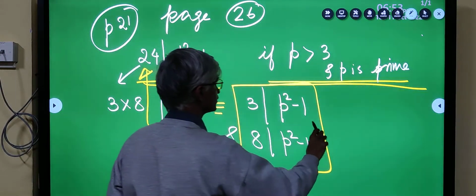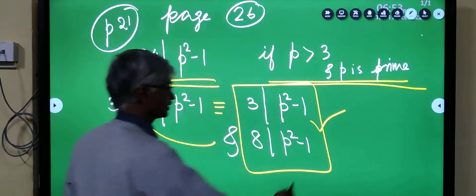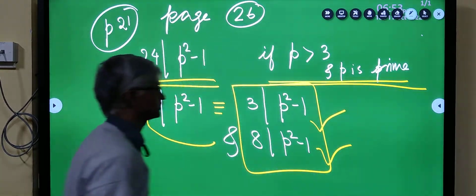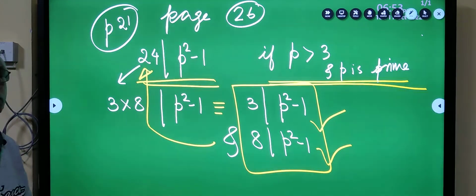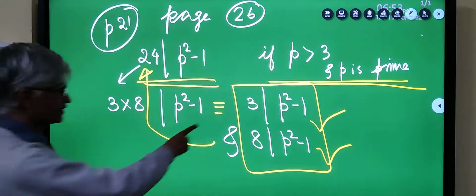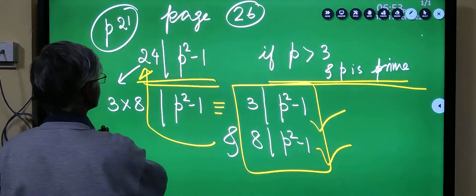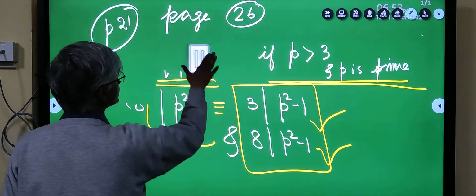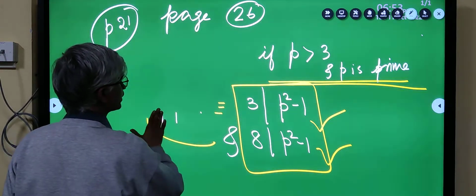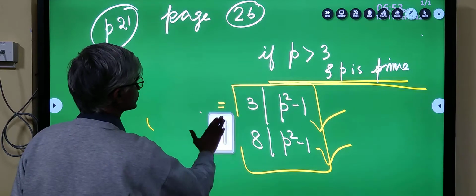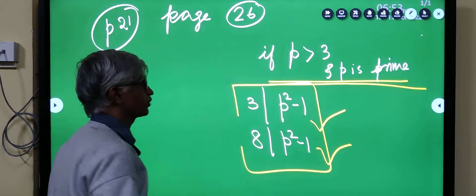Let's try to prove 3 divides p square minus 1, and let's also prove that 8 divides p square minus 1. And we'll do this, at least the first part, by case analysis. So let's start. I'm going to prove that 3 divides p square minus 1 given the conditions of the problem, which is p is greater than 1.